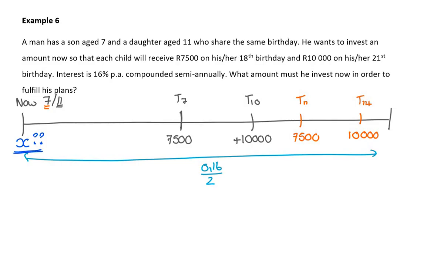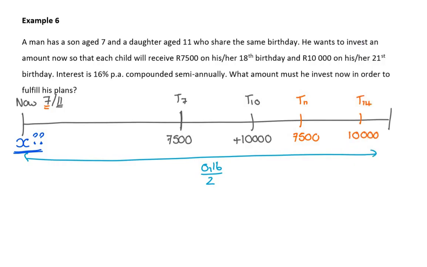So this is my original amount that I'm looking for. Now there's multiple ways to do this question. This is an incredibly tough question. Probably the easiest way to do this question would be, now remember, you can never add money together unless you find out what it's worth at the same time.